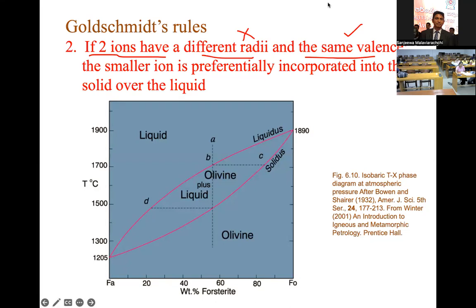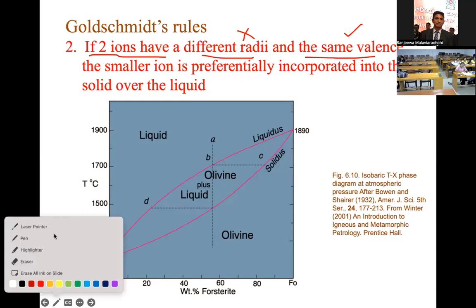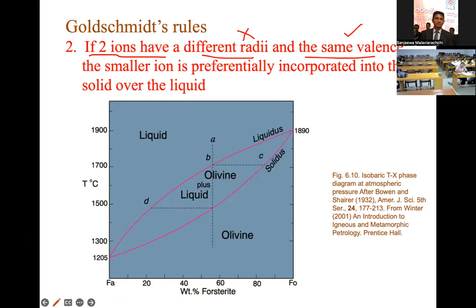Okay. Right. So the second rule says, if ions of the same charge but different size were there, then their incorporation into the melt or the solid will be different. So what happens? The small ion is preferentially incorporated. The second rule says the small ion is preferentially incorporated into the solid or the liquid.